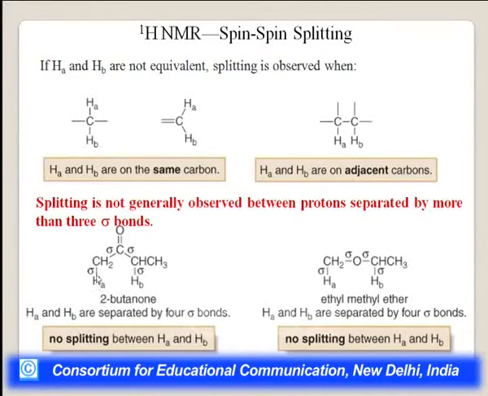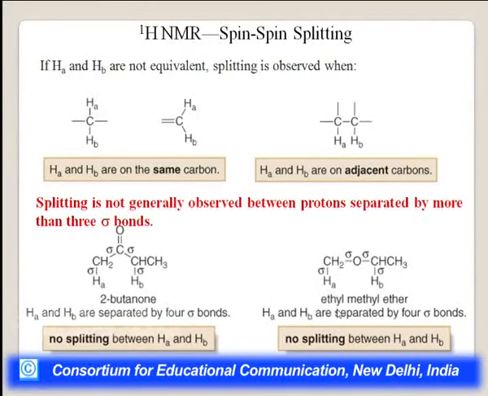We can open this bond and you can see it's 1, 2, 3, 4. There are 4 sigma bonds. So this proton and this proton are separated by 4 sigma bonds. So no splitting will occur.